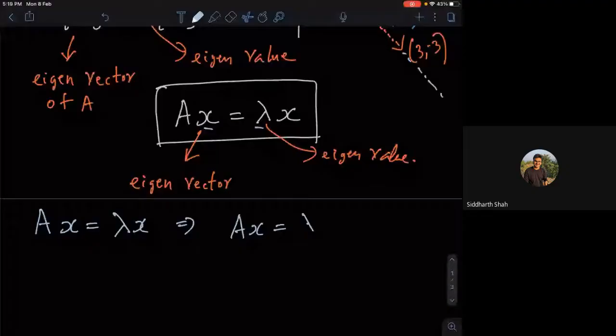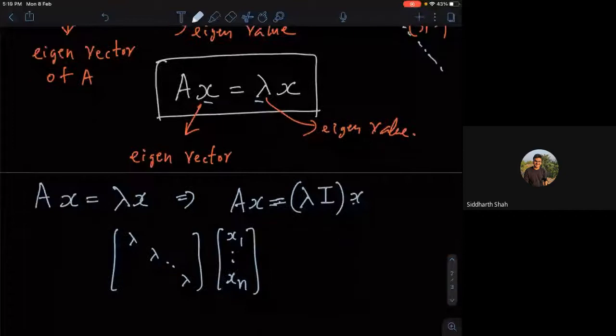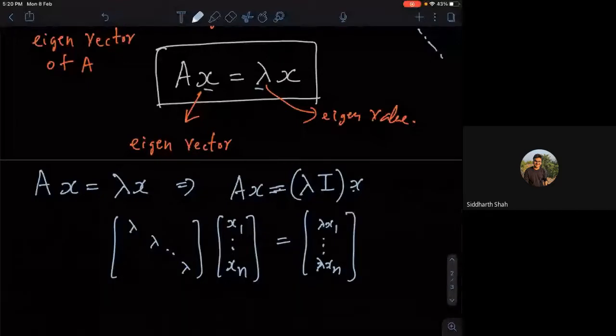Okay, so why can I write that? It's because lambda I is the identity matrix times lambda. So this is basically something like this matrix times vector x. If I do this, x1 to xn is my vector x. Now you can observe that this is the same as lambda x1 up to lambda xn. Okay, why can I do that?